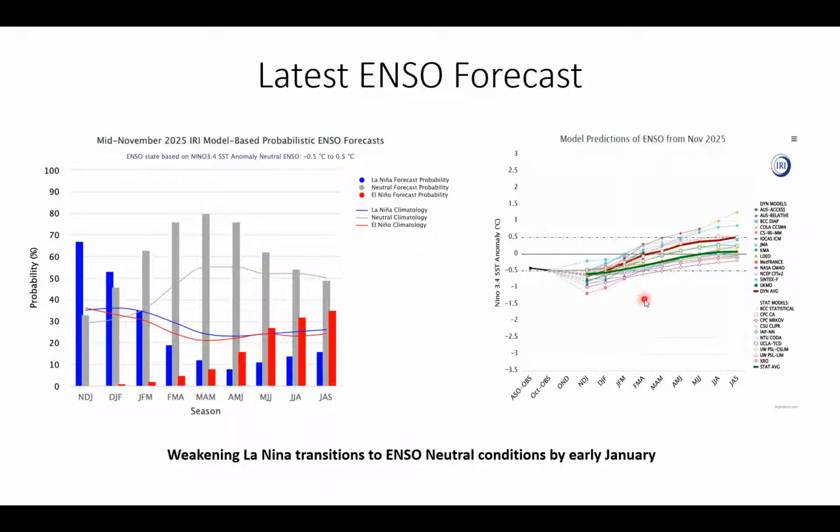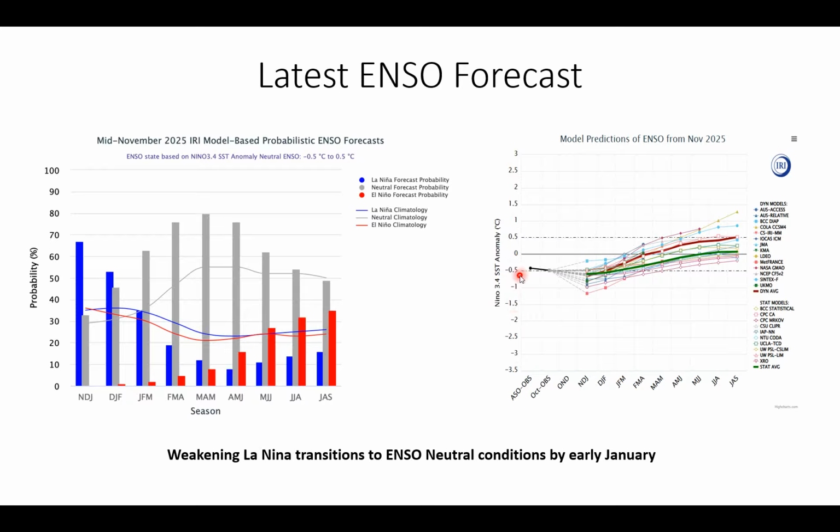And to kind of back that up, look over here on the right-hand side. This is the model predictions from mid-November, also from IRI. We have the maroon line, which is the average of all the dynamical models, and the green solid line, which is the average of all statistical models. And notice if you look over here on the y-axis, this vertical axis, these are the water temperature anomalies in the Nino 3.4 region in degrees Celsius.